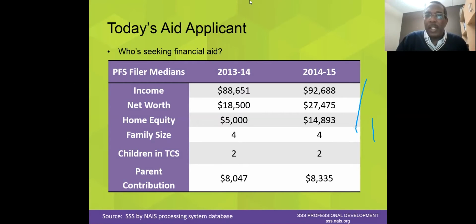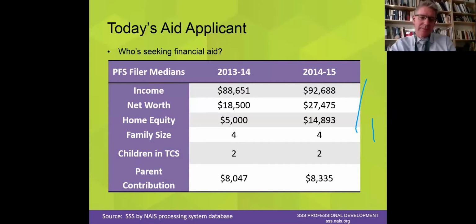Mark, I think we have a question here about does net worth include home equity? Yes, it does. So here you see the net worth that says $27,475. That is inclusive of the $14,893 home equity here too. I just separated them out to give a different look at each of those separately. Good, thanks. Sure.